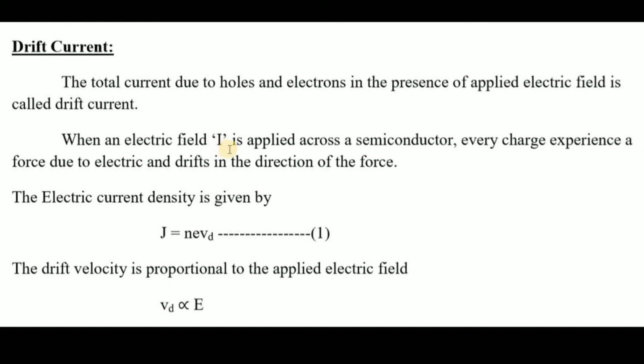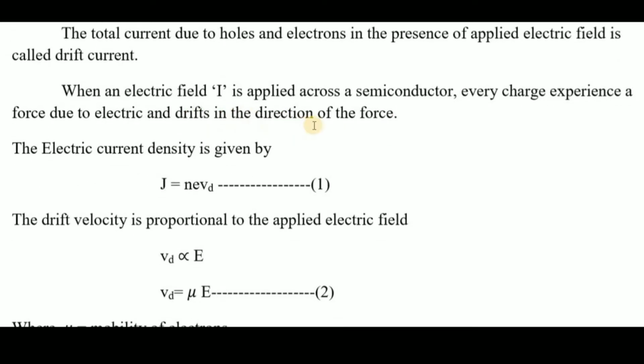Whenever we apply an electric field to a semiconducting material, every charge within it experiences some force due to the electric field. So the formula is E equals F by Q. That means the electric field is equal to the force experienced by a unit positive charge. Like that, every charge experiences a certain force and it drifts in the direction of the force.